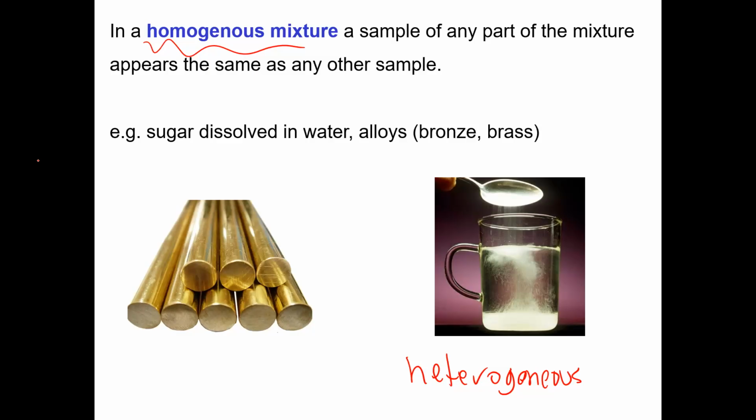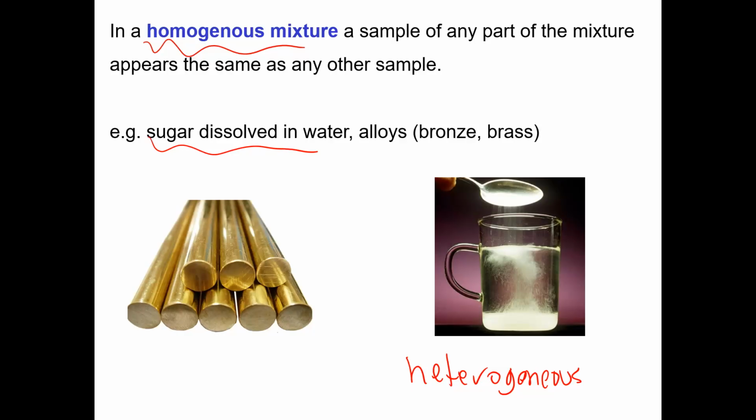In a homogeneous mixture, a sample of any part of the mixture appears exactly the same as any other sample. A good example of this is if I dissolve sugar in water. If I put a spoonful of sugar in water and I give it a good stir, it looks the same from top to bottom. It's going to be just as sweet at the top as it is in the middle, as it is in the bottom.